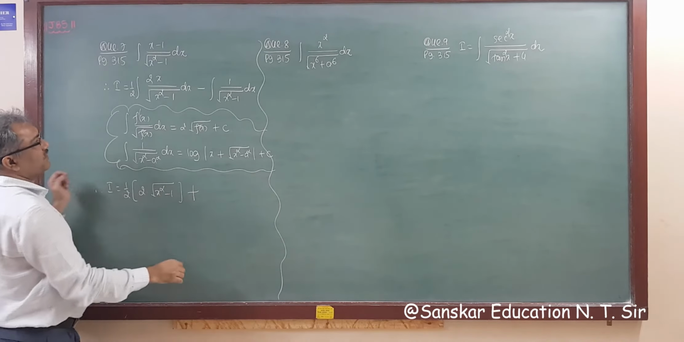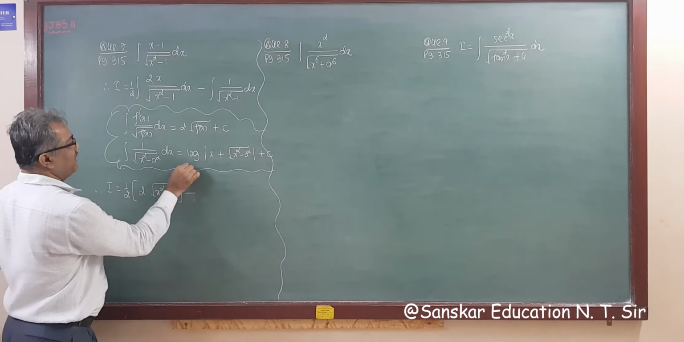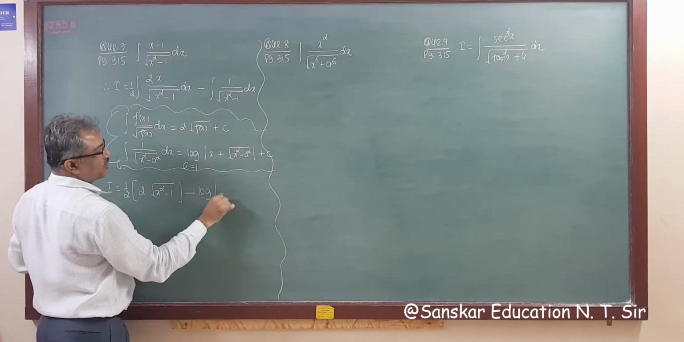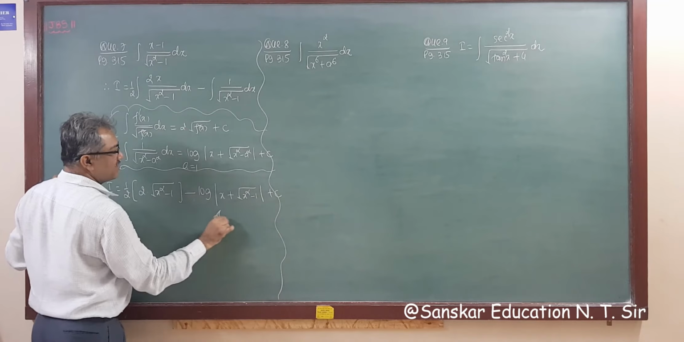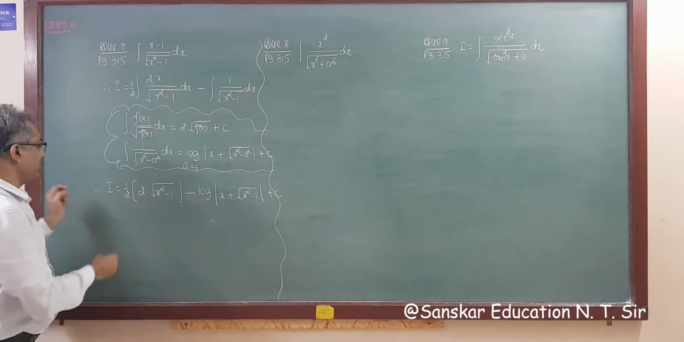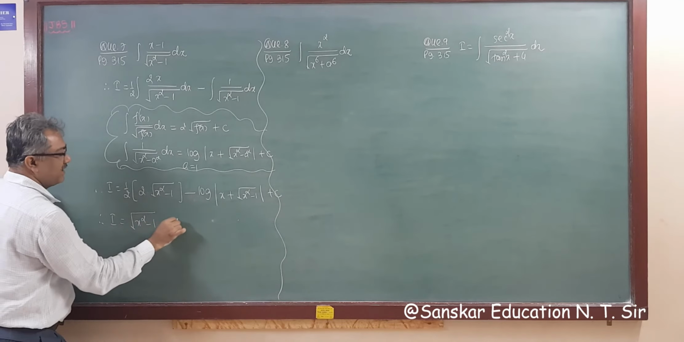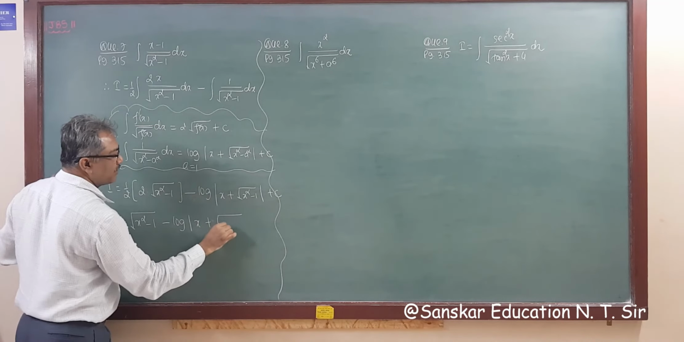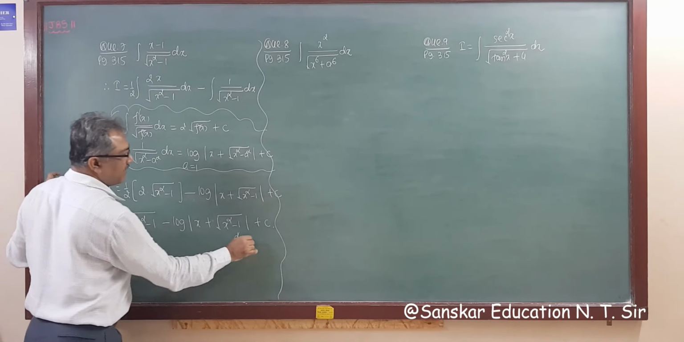Plus, it's a minus. I am seeing here, this is minus. Now formula a is 1 here. So a is 1. So the answer is log mod x plus root x square minus 1 plus c. So this is a very easy question, right? So 2 will be cut. So I will be integration root x square minus 1 is minus log mod x plus under root x square minus 1 plus c. This is your answer, right?